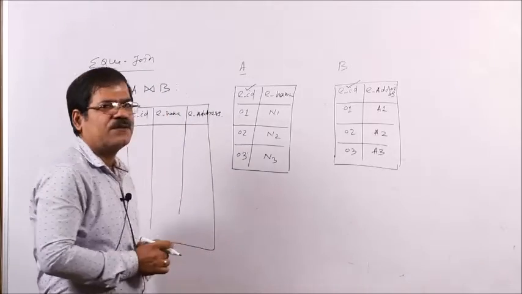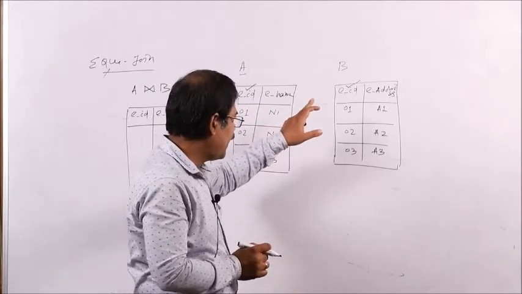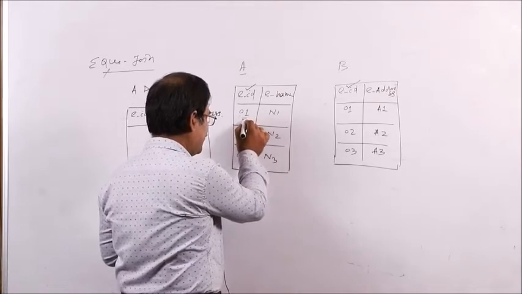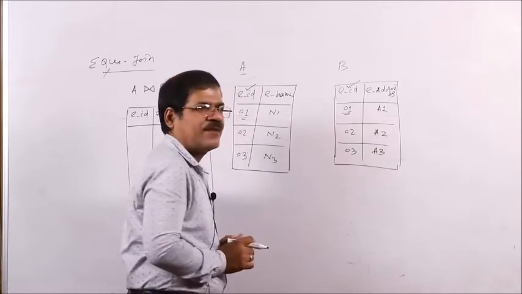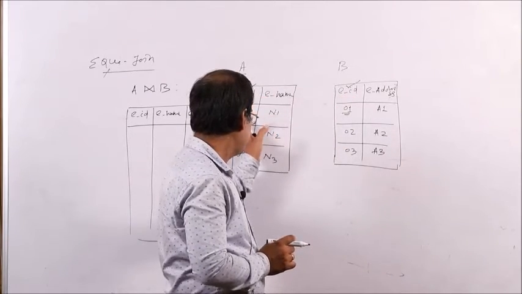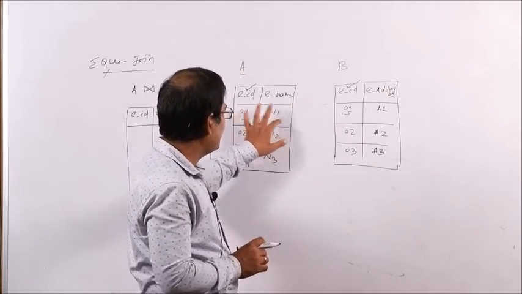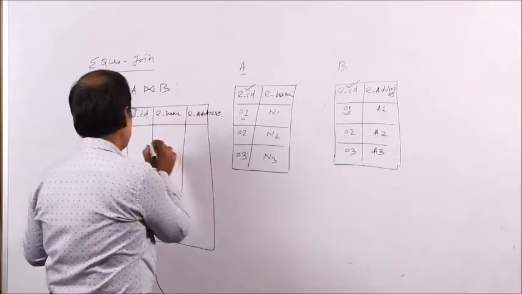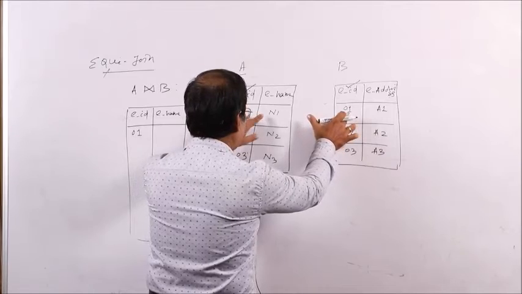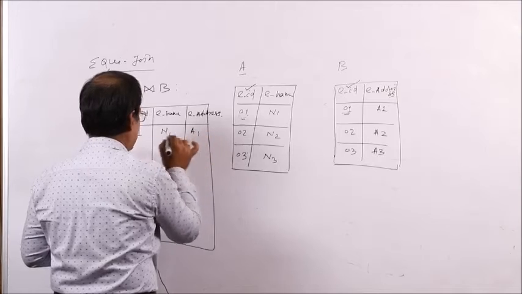So, what is your common attribute? The common attribute is employee ID. Employee ID is present in the first table, and employee ID is also present in the second table. So, it will compare. 01 is equal to 01, so this record is matching. The corresponding name is N1, and the corresponding address is A1. So, it will write 01, N1, A1.